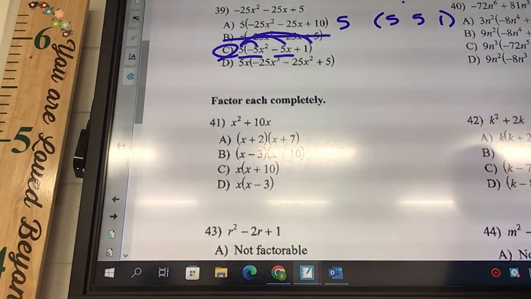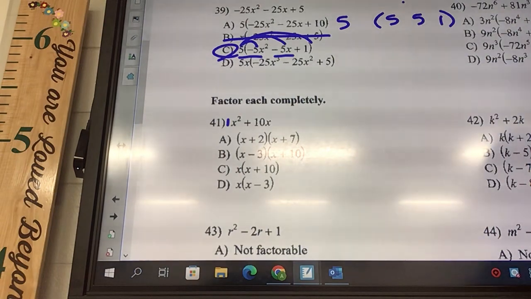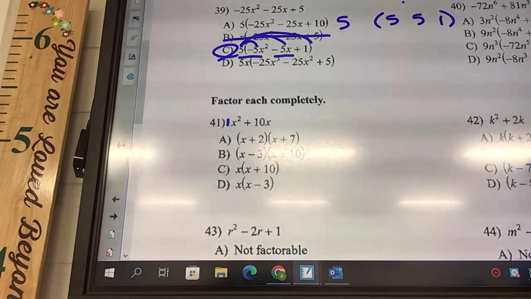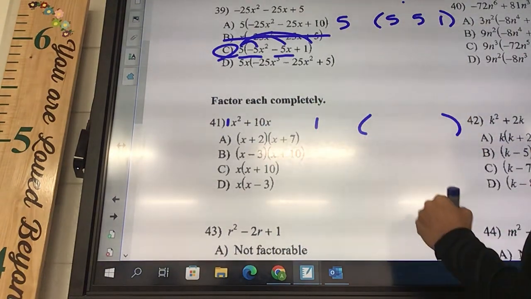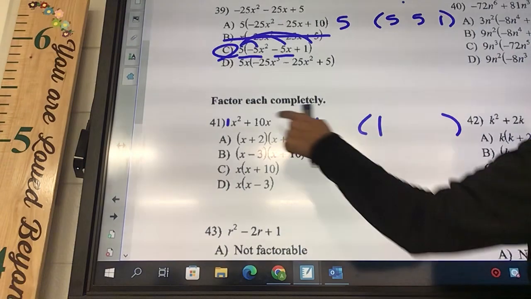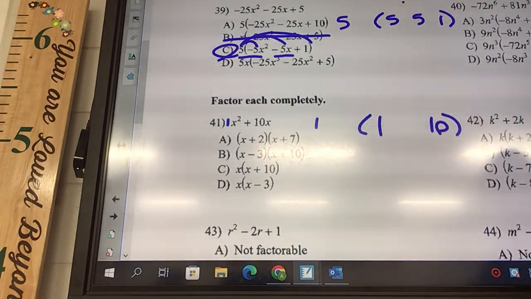Okay, 41. We're factoring. What's smaller up there, 1 or 10? 1. Does 1 go into 1? Does 1 go into 10? Yeah, so we can pull out a 1. What is 1 divided by 1? 1. 10 divided by 1? 10. Okay, and again, keep going through.